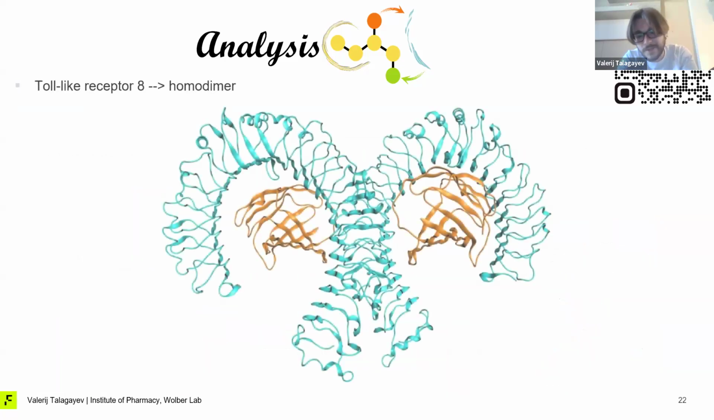The other part that we analyzed was then the binding modes. And here, in this case, I was the one preparing it and validating it. I used, in this case, the tolerase 8 homodimer. And basically, this is how a homodimer of the tolerase 8 looks like. In the interface between both of these homodimers, there's a binding site where a compound is located.